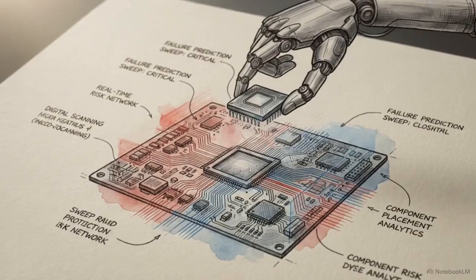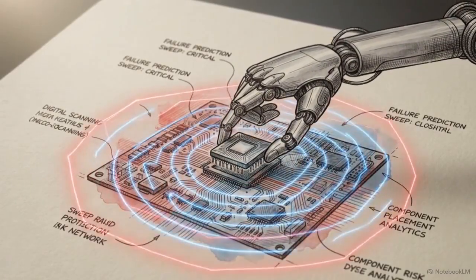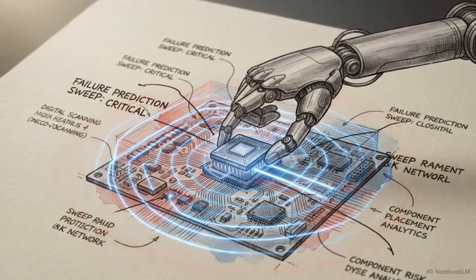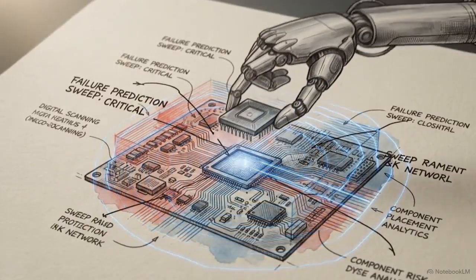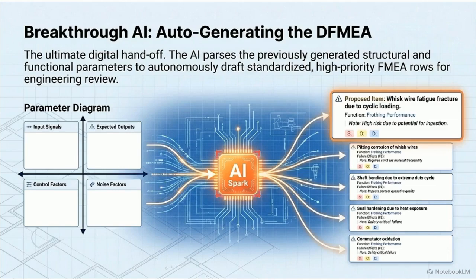With the parameters established, the system shifts focus to dynamic failure prediction, drafting actionable risk items that automatically adhere to AIAG VDA frameworks. This graphic illustrates the AI Spark processor analyzing the parameter diagrams to generate these risk proposals.